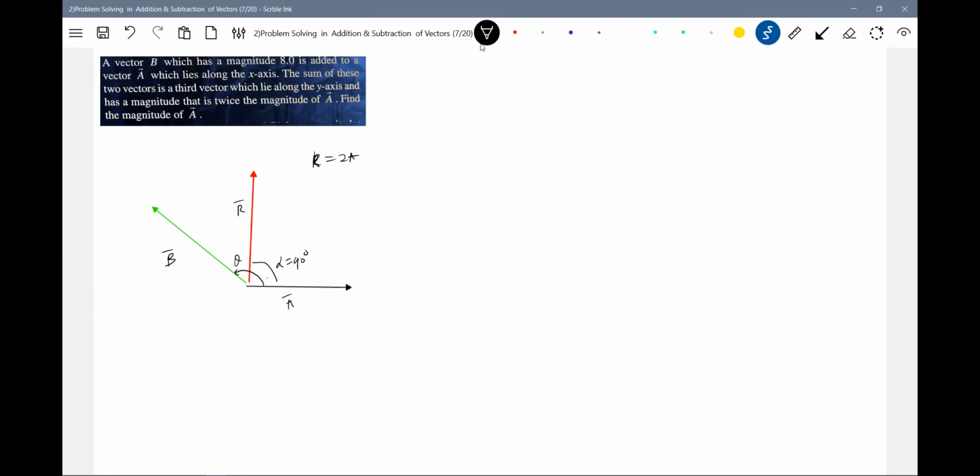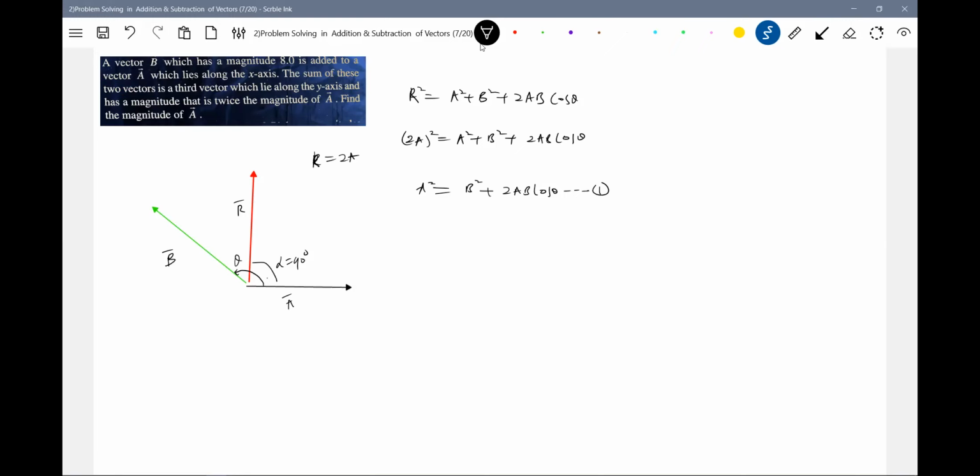I think we have enough information to solve, but we don't know cos theta, so how do we bring in cos theta? Let's see what all equations I can write. First, the magnitude equation: R square is equal to A square plus B square plus 2AB cos theta. R equals 2A, so (2A) whole square is 4A square, equal to A square plus B square plus 2AB cos theta. This is equation 1.